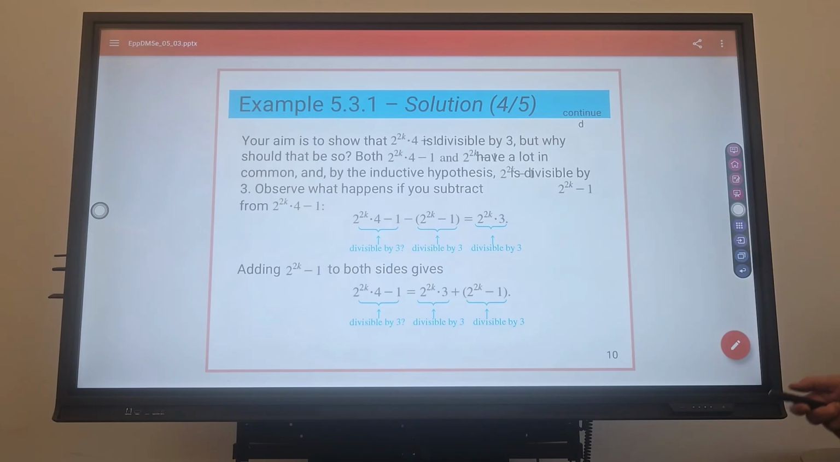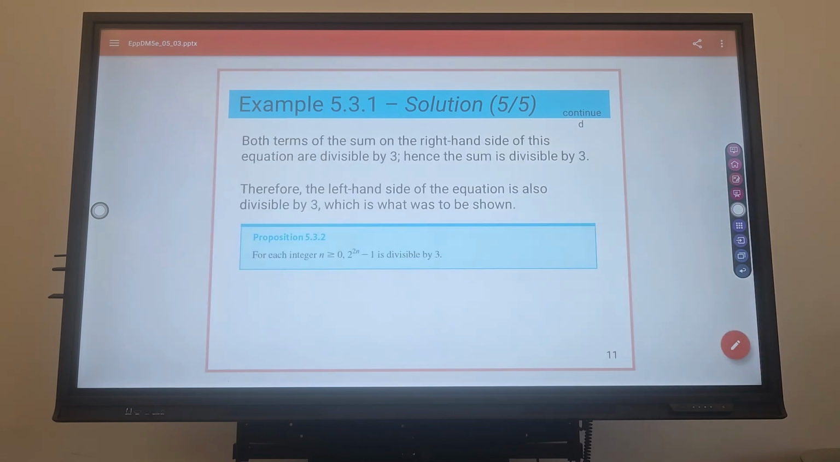So the sum of two numbers that are divisible by 3 is divisible by 3. Both terms of the sum on the right side of this equation are divisible by 3, hence the sum is divisible by 3. Therefore, the left-hand side of the equation is also divisible by 3, which is what was to be shown. So for every integer n greater than or equal to 0, 2^(2n) minus 1 is divisible by 3.